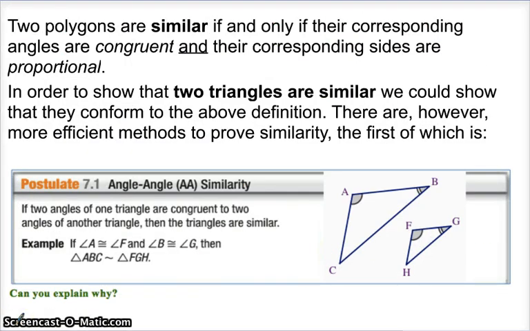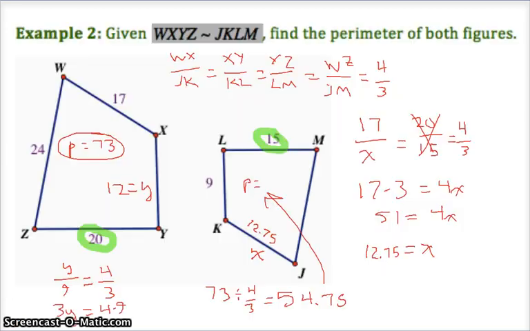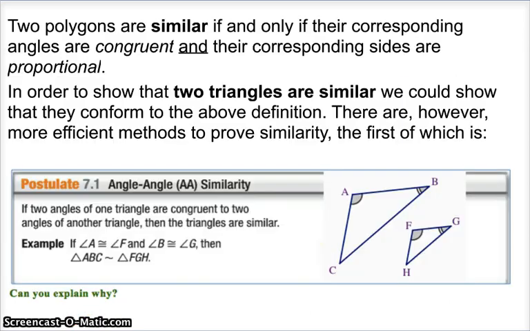All right, two polygons are similar if and only if all the corresponding angles are congruent. So if you're trying to prove this is similar to this, you need all the angles to be congruent, and you need all these sides to behave as such. You need them all to be proportional.